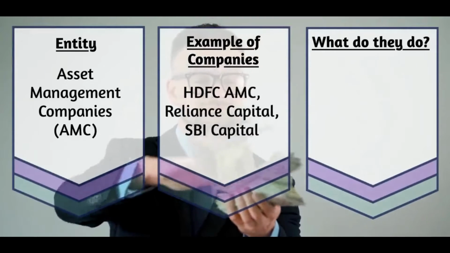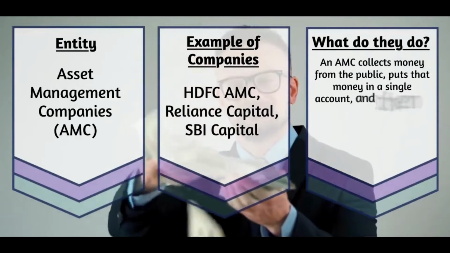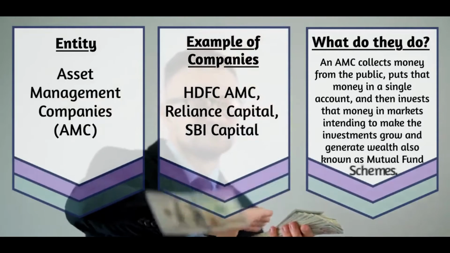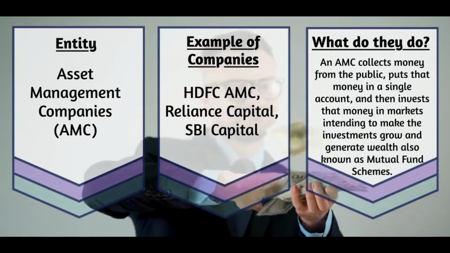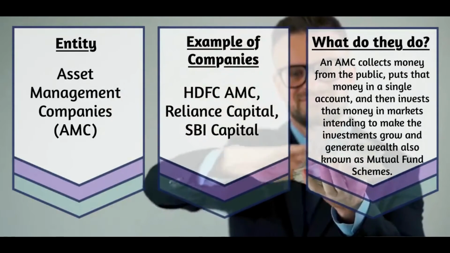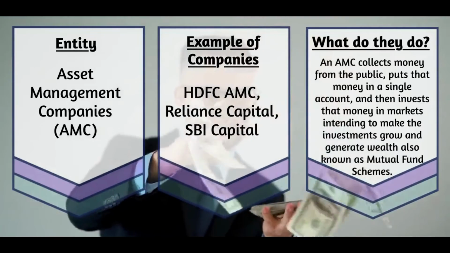Entity: asset management companies. Examples of companies are HDFC AMC, Reliance Capital, SBI Capital. An AMC collects money from the public, puts that money in a single account, and then invests that money in markets intending to make the investments grow and generate wealth, also known as mutual fund schemes.